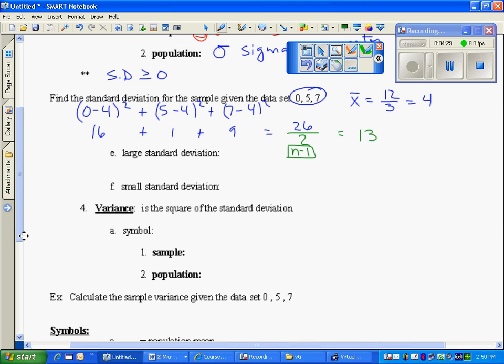Now, we know the average distance isn't 13 away from 4. 7 is not even close to being 13 away from 4. But if you recall, I had to take this square up here to make my distance positive. So to undo a square, I take a square root. I'm showing that on the calculator.